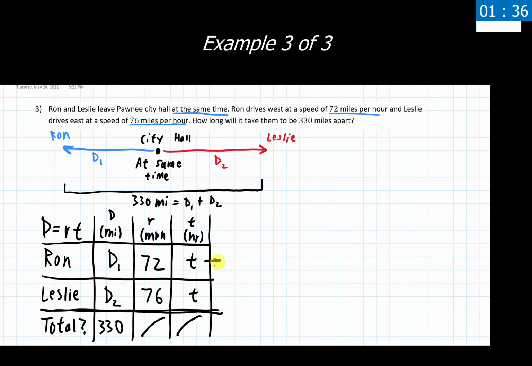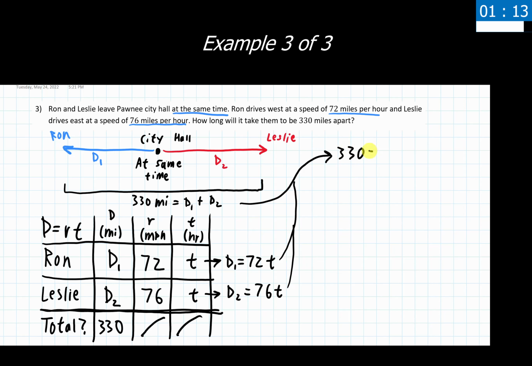So let's make our two equations from this table. We have distance 1 is equal to 72t, and distance 2 is equal to 76t. And now I can bring all of these together with our total equation. We're going to get 330 is equal to 72t plus 76t, and we can solve for the time from here.